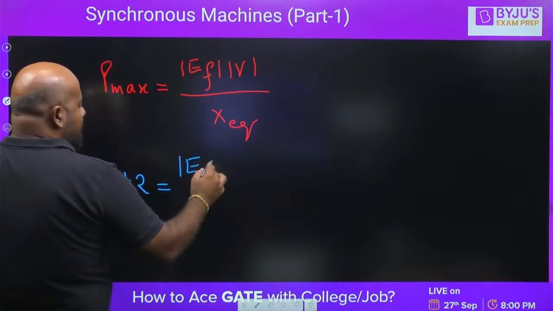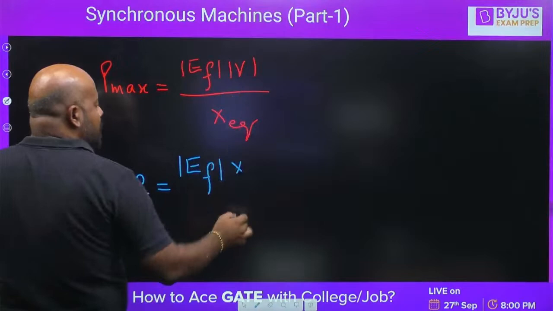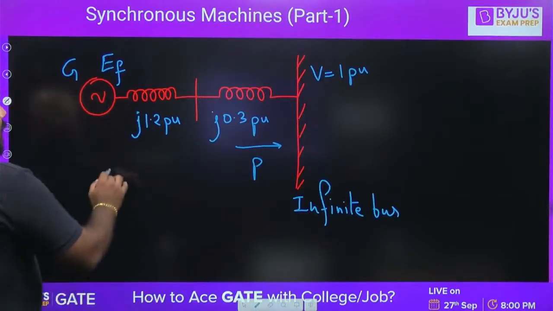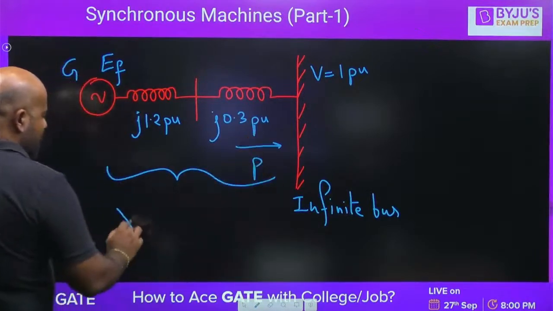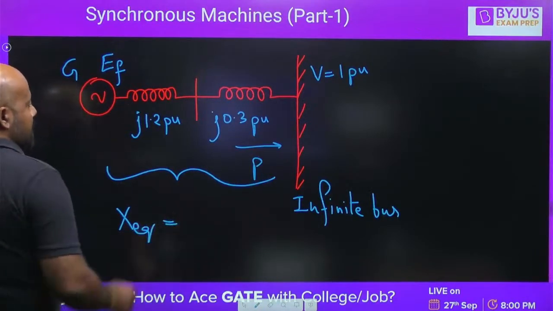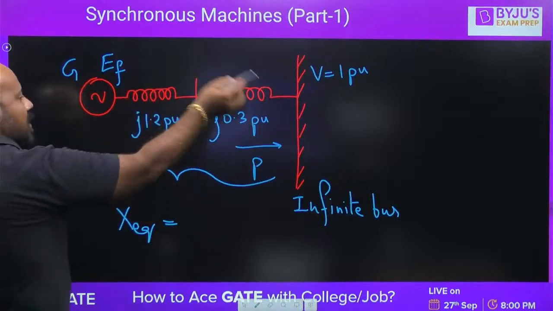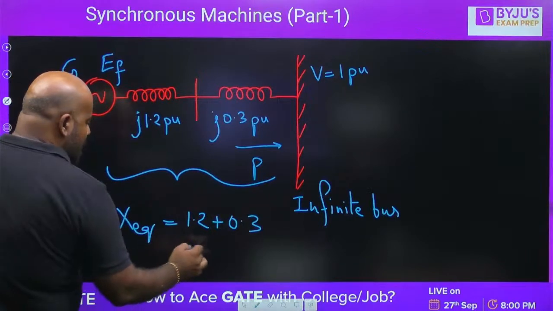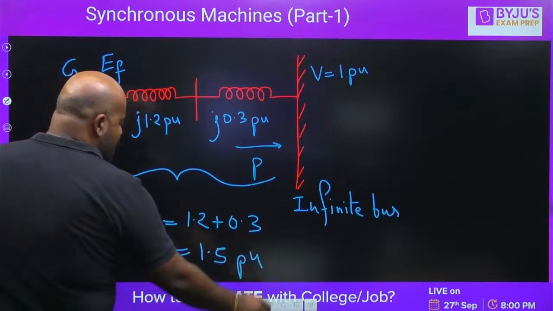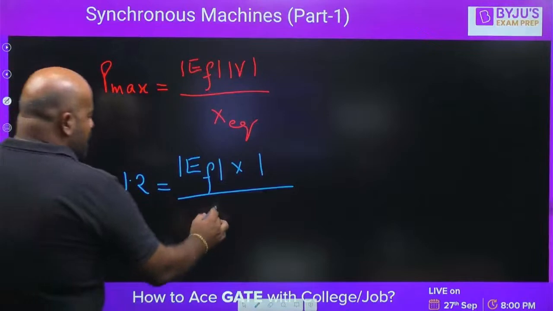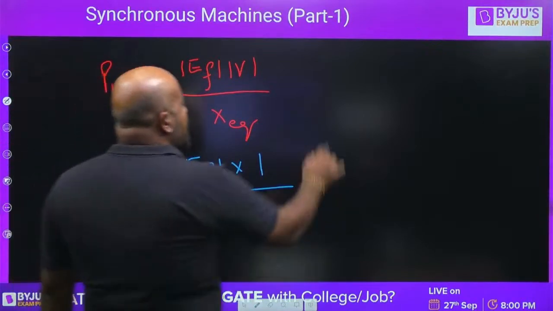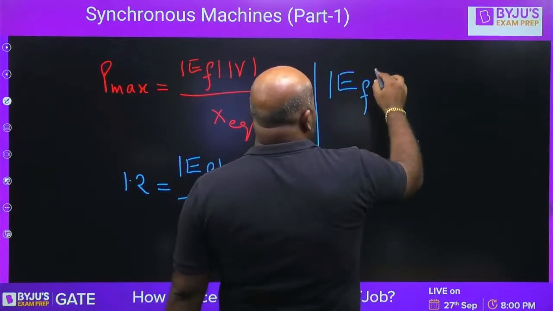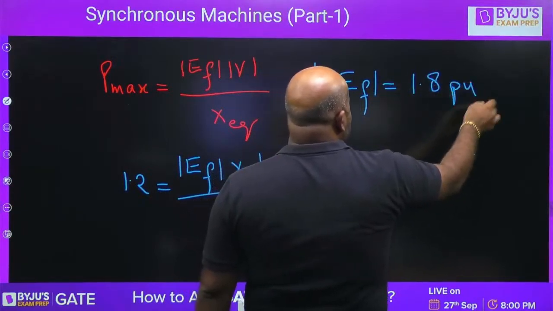Excitation EMF magnitude you have to find. Terminal voltage of the infinite bus is given as 1. Now what is X equivalent? This X equivalent is the total series reactance between the generator terminal and the infinite bus. So this is 1.2 plus 0.3. This is 1.5 per unit. Let's put it 1.5. If you solve this, you must be getting excitation EMF magnitude as 1.8 per unit.